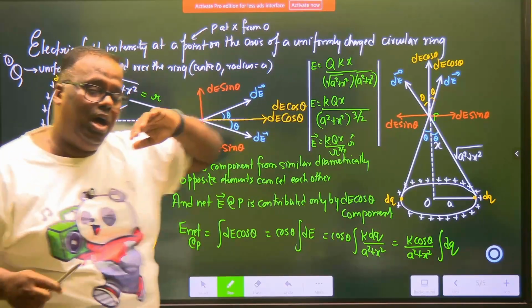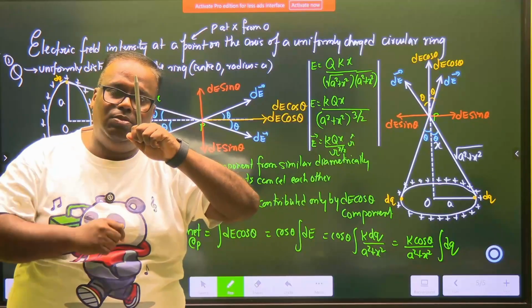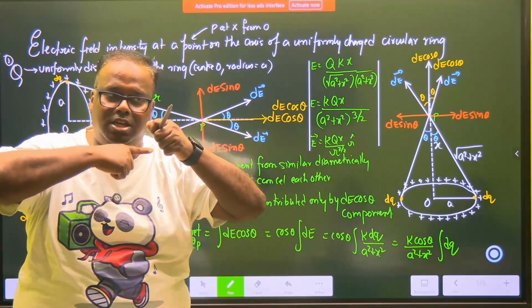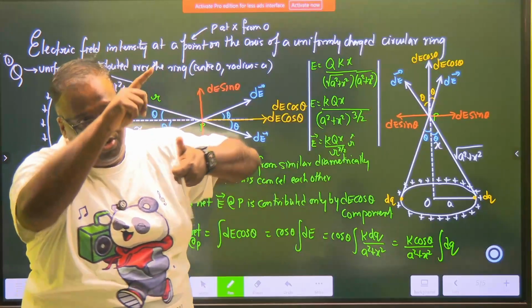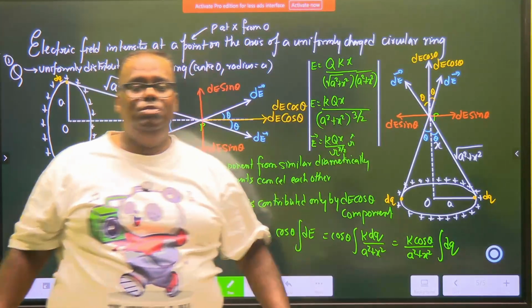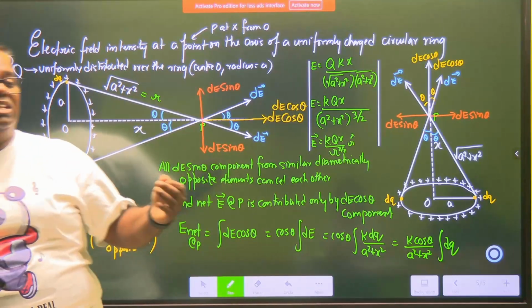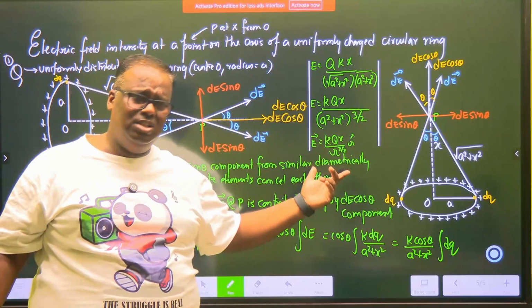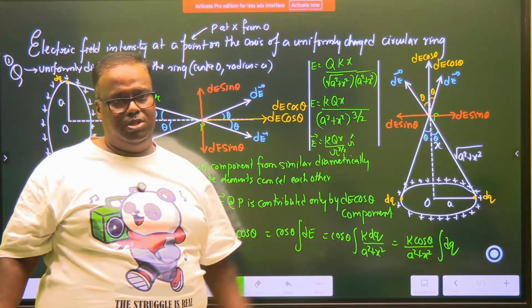Are you able to understand? Sometimes sin theta will be like this, and sometimes the other sin theta, because you're taking different positions, and then they will cancel out, and then you get it. And from here there will be one question, which will be, what is the electric field intensity at the center? At the center it will always be 0, because x becomes 0, so this becomes 0.